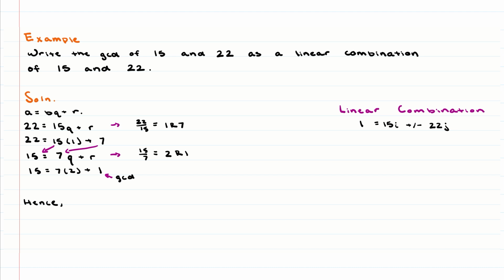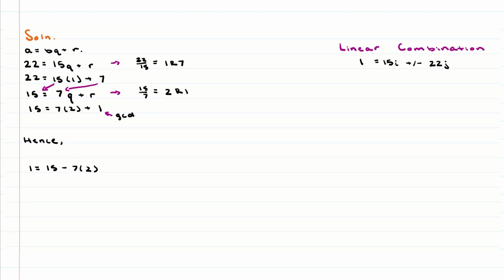Now earlier we said that the final answer should be written as the greatest common denominator, which for us is 1, set equal to 15 times some number plus or minus 22 times some number. So our next step is to rearrange 15 equals 7 times 2 plus 1 to get 1 by itself on one side of the equal sign. To do this, we'll just subtract 7 times 2 from both sides, and that'll leave us with 1 equals 15 minus 7 times 2.